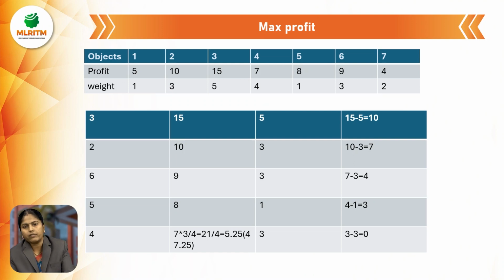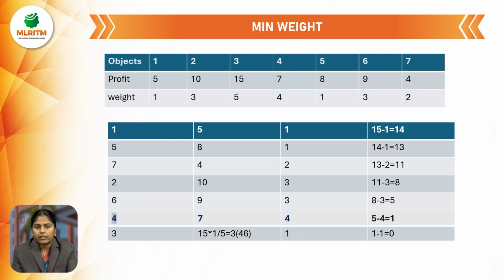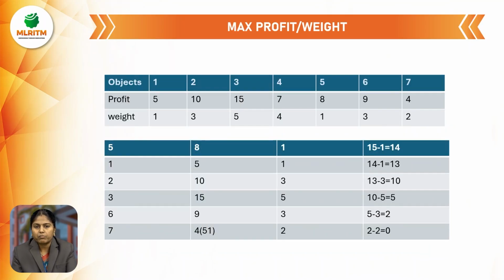Now let us see one example for this fractional knapsack. In the fractional knapsack, there will be objects, profits, and weights. In this knapsack problem, we are going for three approaches. The first one is the maximum profit. The next is the minimum weight. The next one is the maximum profit by weight. We are going to use all these approaches.